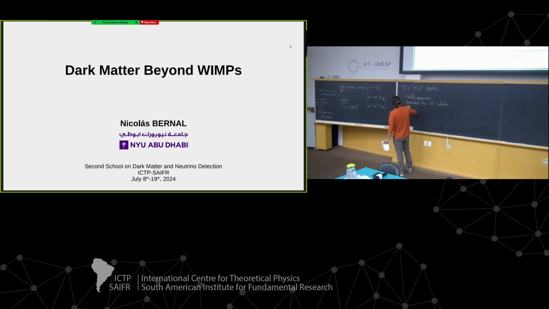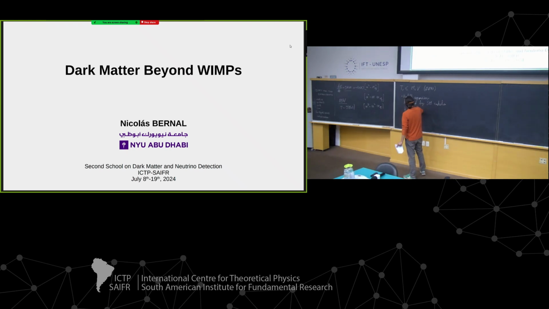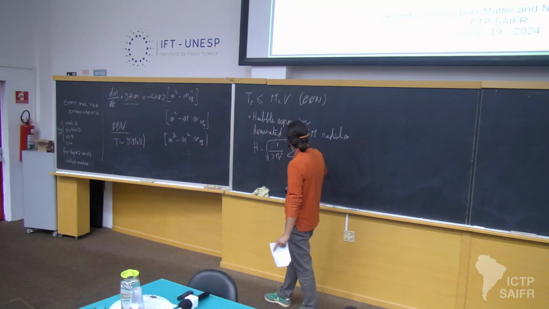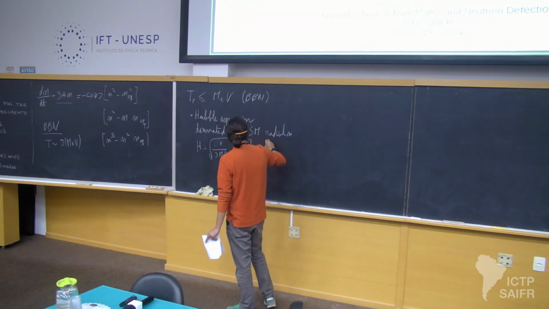So H squared is the standard model radiation energy density over 3 M Planck squared. I had a typo here. In general, you have to put all the energy densities, so I have to make a sum here over all energy densities. This is the Friedmann equation. So the Hubble expansion rate is the square root of the sum of all energy densities over 3 M Planck squared.